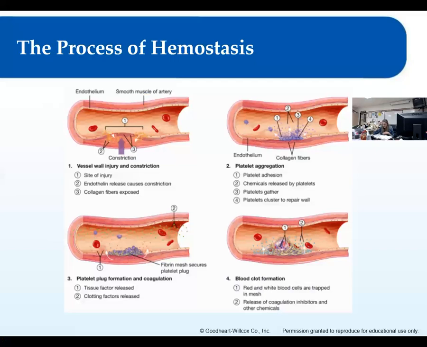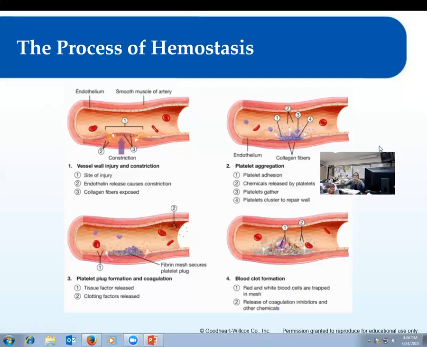Platelet aggregation. Platelets stick to these collagen fibers as well as to the rough edges of the blood vessel wall, and they act like spackling, so they kind of fill in the gap there. The third thing that happens is platelet plug formation. When those platelets are attracted in, they all go to that area of the injury and make a little plug. They kind of plug up that injured area.